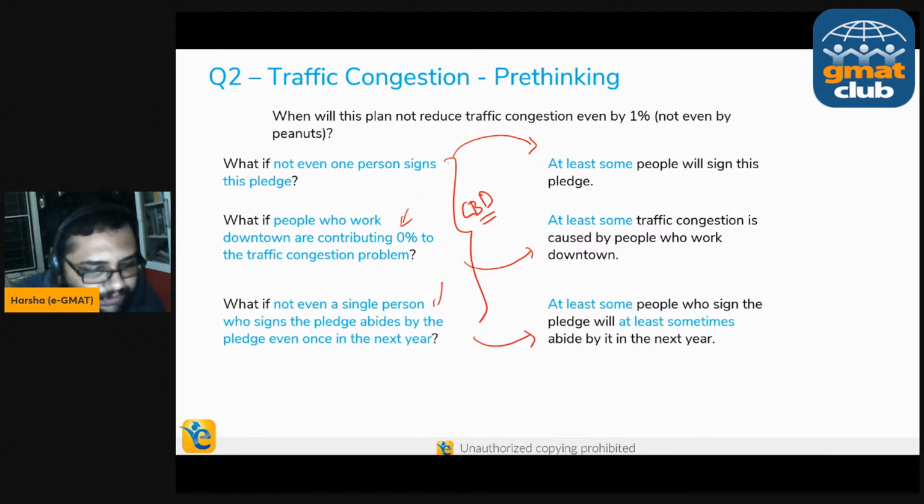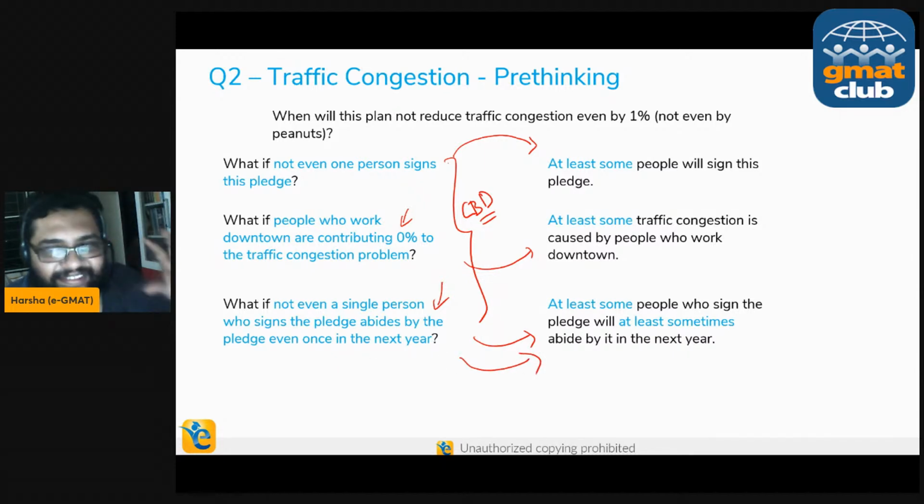What if not even a single person who signs the pledge abides by the pledge even once in the next year? If you negate it, this translates to at least one person who signs the pledge will at least once, say at least one time, abide by that pledge and do carpooling or public transport sometime in the next year. Only then can you expect traffic congestion to reduce in the next year. So a little bit of clarity coming through on how the visualization piece tied into the pre-thinking piece, and how this pre-thinking gave us three very, very solid assumptions. Four, if I include what came from the group as well.